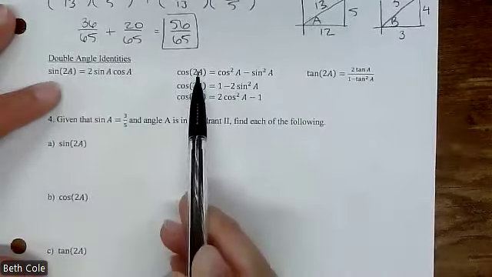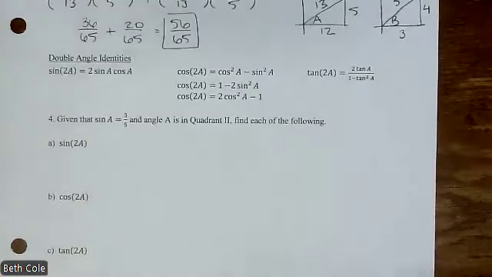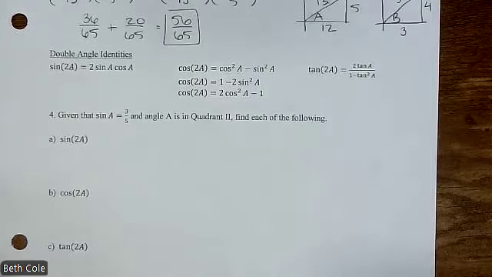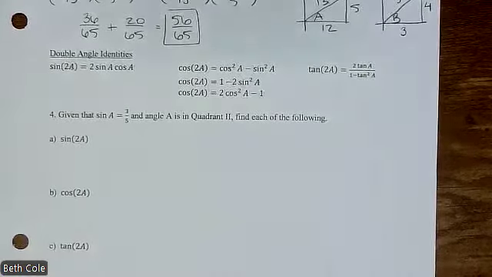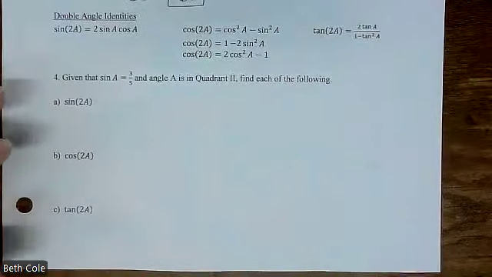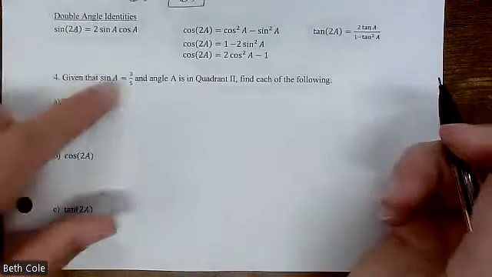Do you see how all these have 2A in them? That's why they're called double angle identities. There's a lot of different versions for cosine. I'll be honest with you, I only ever use the first one for no other reason than it's the first one. It really doesn't matter. It'll get the same answer no matter what. Now I made this part A, B, and C so we'd only have to draw one triangle. Just trying to take it easy on you there.